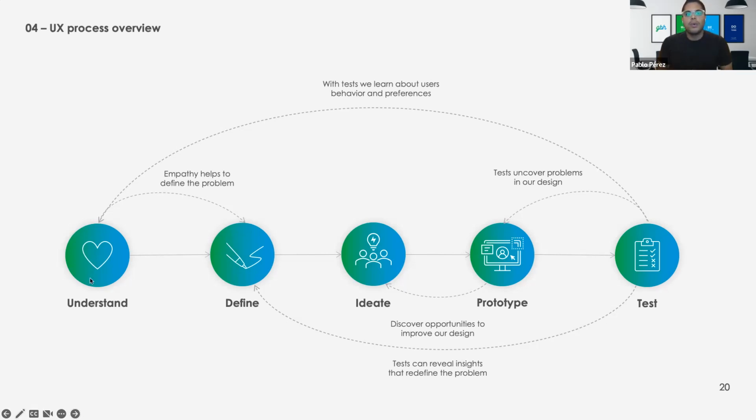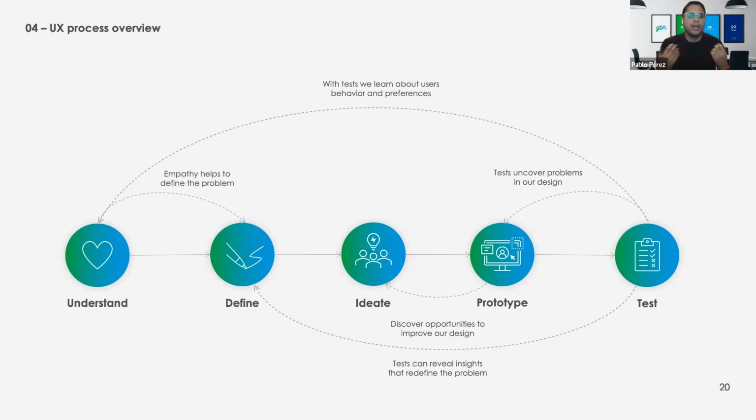In understand, what we do is that we understand our users, we understand their goals, we understand who they are, what they want to do, how they want to do it, why this is a problem, and we create this empathy that is then used in the define phase, where we define the problems that we are going to be challenging. We clearly define why this is a problem, what the expected outcomes are, what this is supposed to be doing, and then we move to the ideate phase.